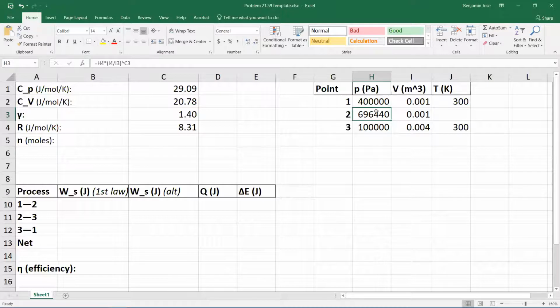So notice that you can't use simple proportional reasoning there. It's not just that if you double the volume, then you've doubled the pressure. It's because of that exponent, the gamma exponent. You really do need a calculator to do that.